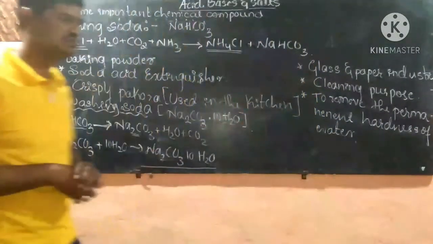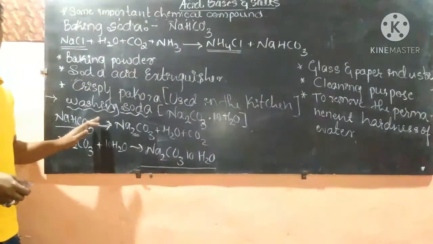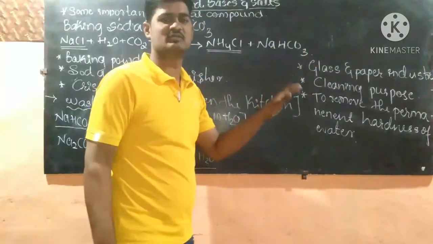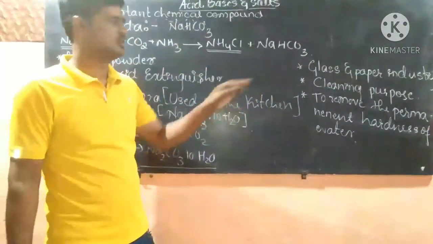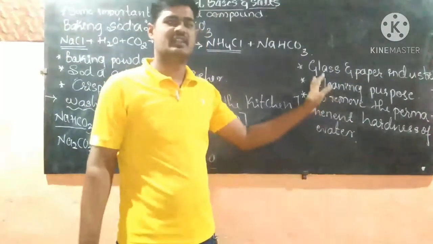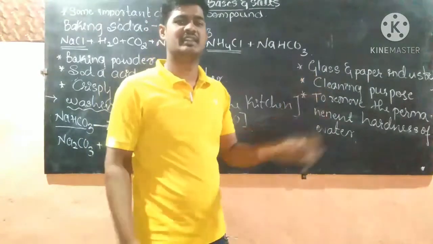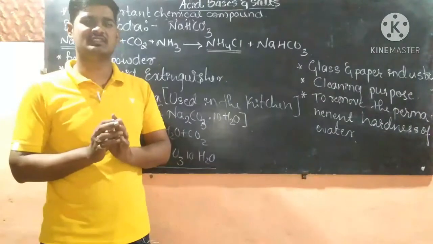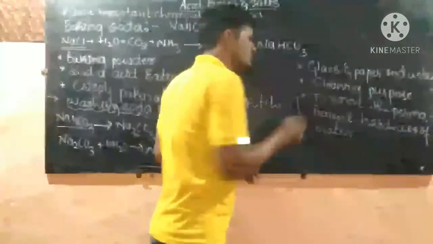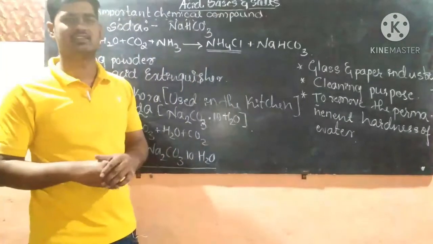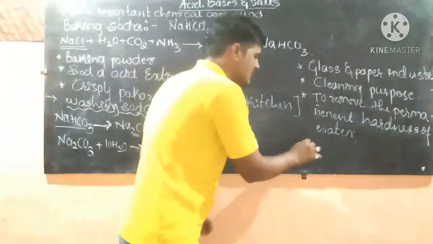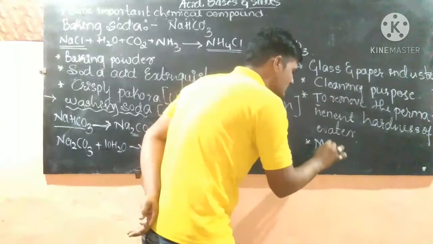so these are the uses of this washing soda. So the first one is the glass and paper industry. This washing soda is used in the glass and paper industries, and it is also used for cleaning purposes in our house. Okay, in domestic use it is used, and to remove the permanent hardness of water, the washing soda is used. And the washing soda is also used to manufacture borax.